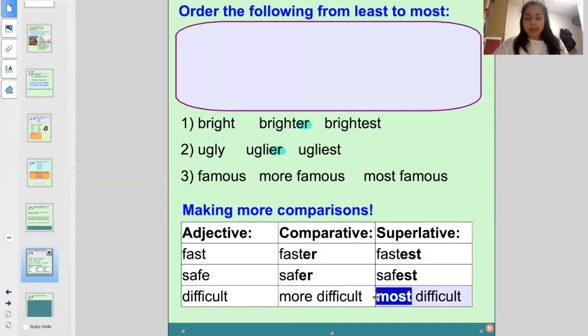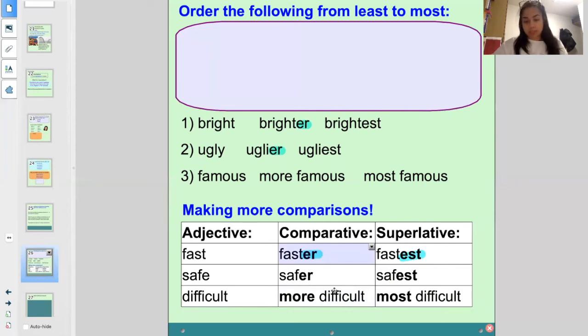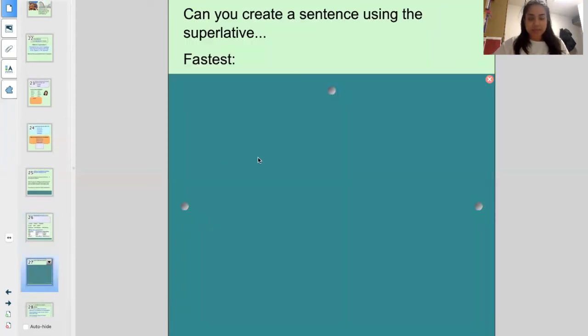So have a look at the patterns that you can see where our comparatives end in er or have more at the start of their word, and superlatives end in, so the suffix is est, and if you cannot use the suffix, you add most before the word. Okay, brilliant. Let's have a look here.